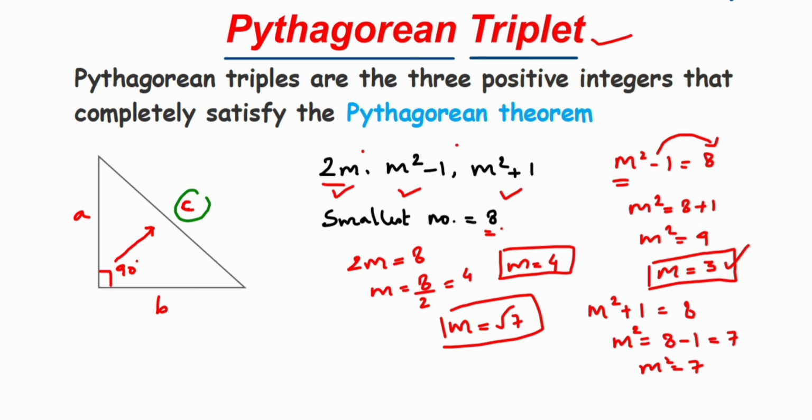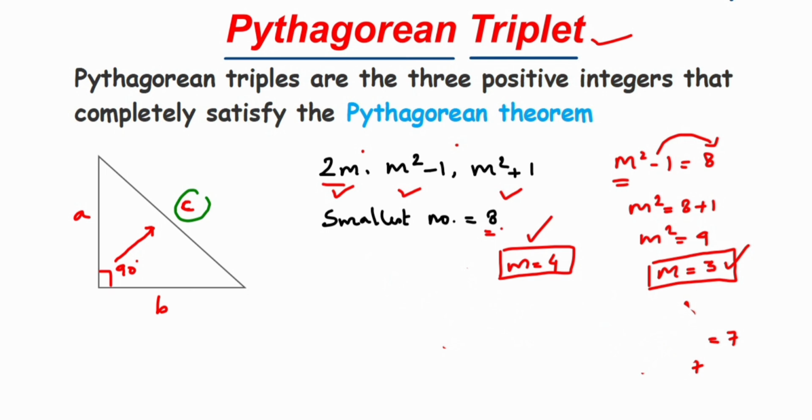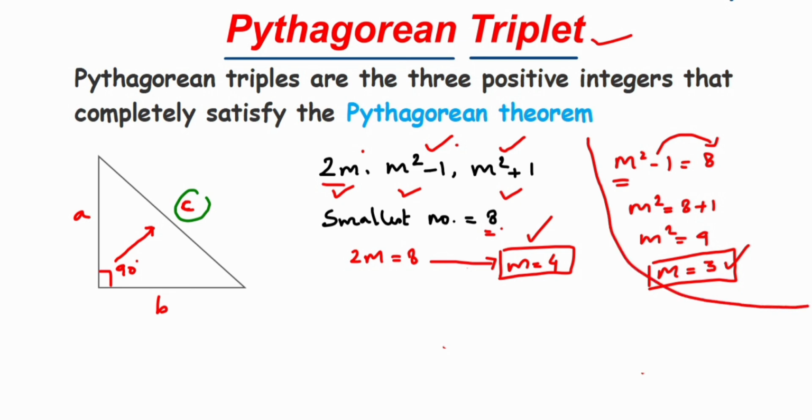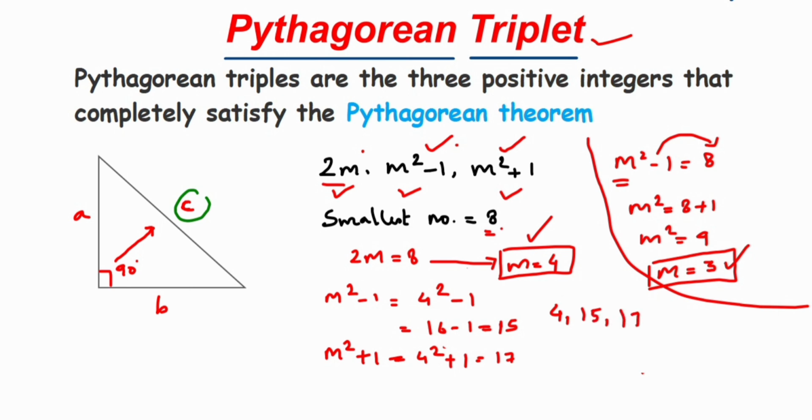So here I'm assuming that my m is equal to 4. I'm going to show you with m is equal to 3 also after this. So m is equal to 4. How did I get 4? I assumed that 2m is equal to 8, and that is how I got m is equal to 4. In that case, m square minus 1 and m square plus 1 will be my other two numbers. So m square minus 1 will be 4 square minus 1. 4 square is 16, 16 minus 1 will be 15. I got one number. Now one more, m square plus 1, which will be 4 square plus 1, 16 plus 1, 17. So 8, 15 and 17 will be my Pythagorean triplet. I assumed 2m is equal to 8, then I got these 3 numbers as my triplet.